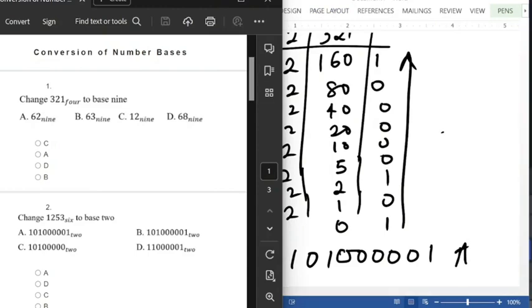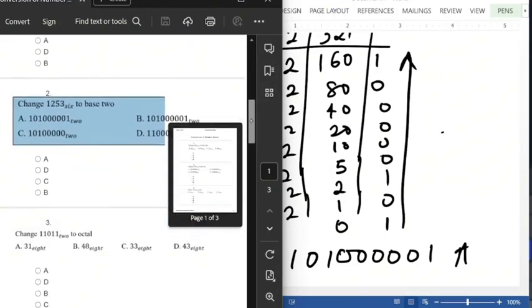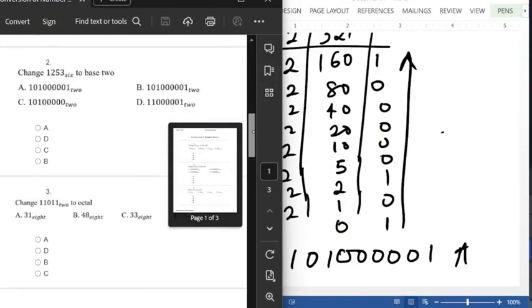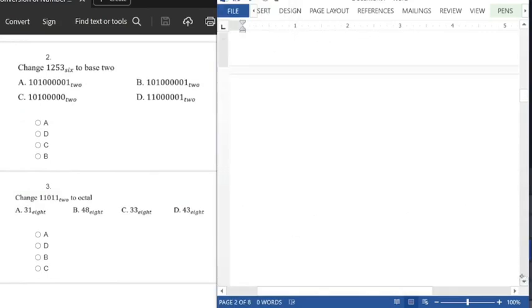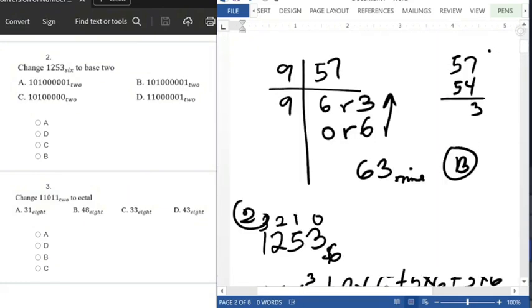We go to question number 3 now. For question number 3, you have this. I want to change it to octal, and octal means base 8.